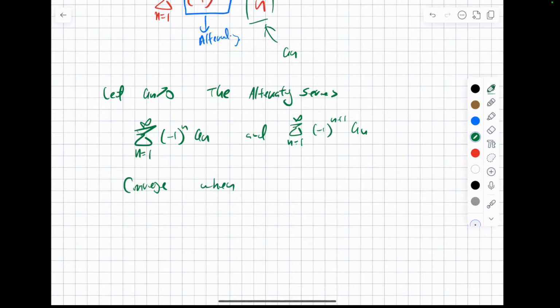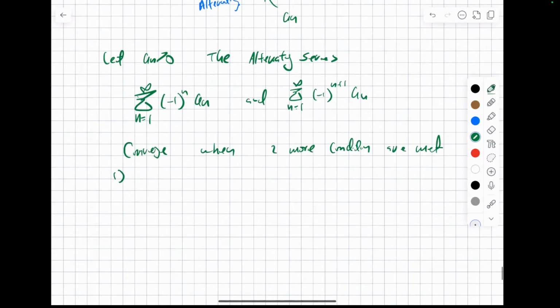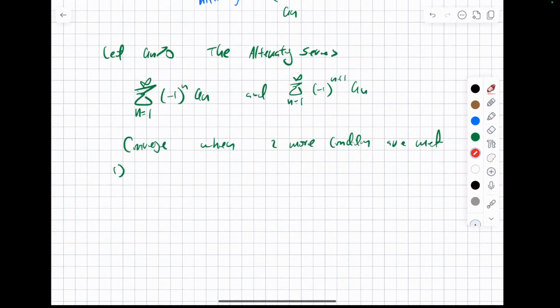When two more conditions are met. Which is the first condition? The first condition, well, the first one is alternating, right? It has to be plus minus, plus minus, plus minus. Second one is, hey, this sounds familiar. The limit as n approaches infinity of a sub n must equal 0.